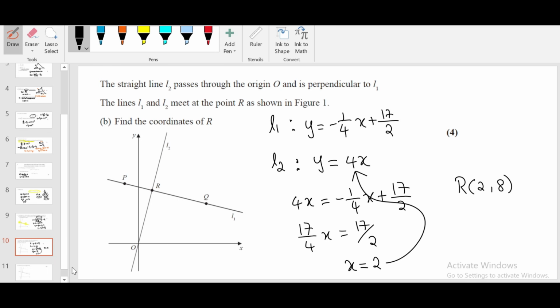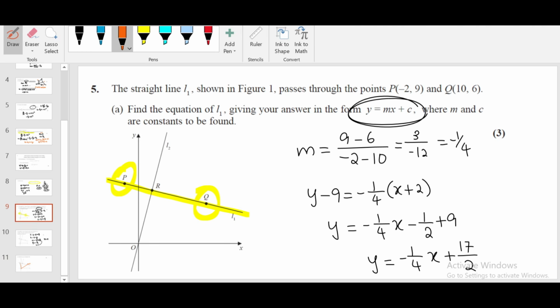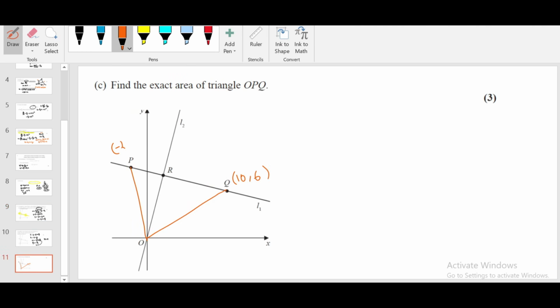Now let's move on to part C. Part C, find the area of triangle OPQ. OPQ, this triangle. We know the points already from the question. Q is 10, 6. P is minus 2, 9. We know R also, 2, 8.